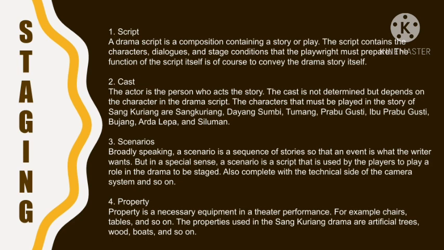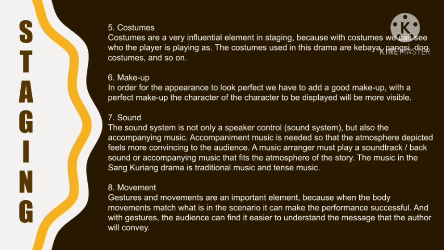Property. Property is necessary equipment in a theater performance, for example chair, table, and so on. The properties used in the Sangkuriang drama are artificial trees, wood, boats, and so on. Next, 5. Costume. Costumes are a very influential element in staging because with costume we can see who the player is playing as. The costumes used in this drama are kebaya, pangsi, dog costume, and so on.